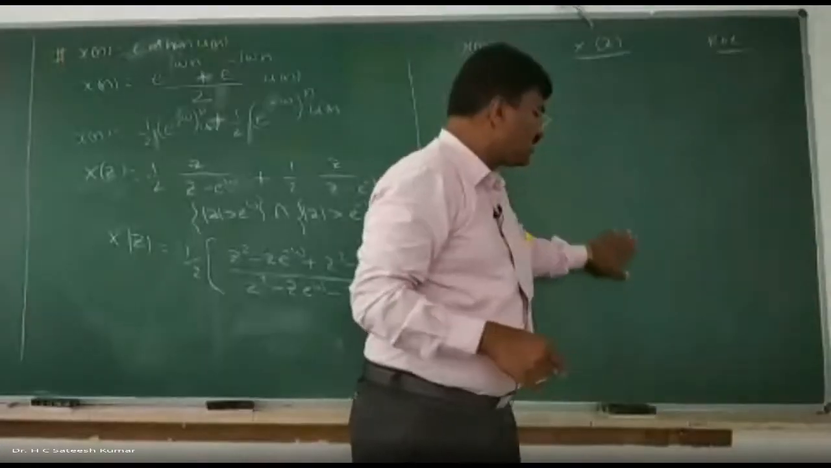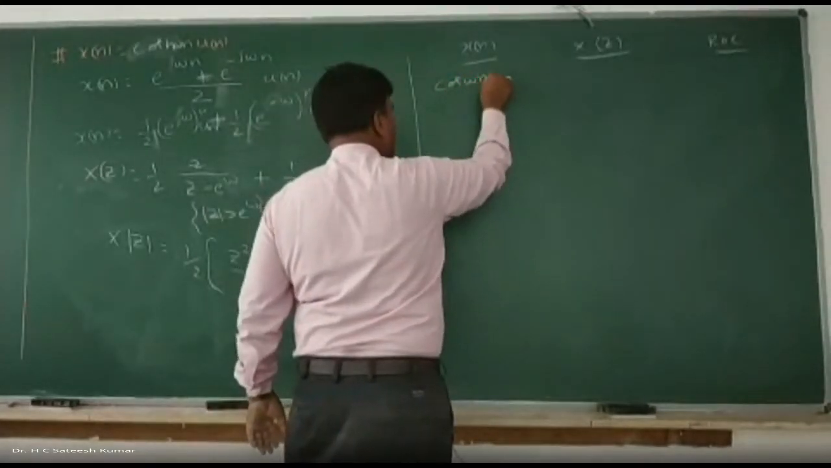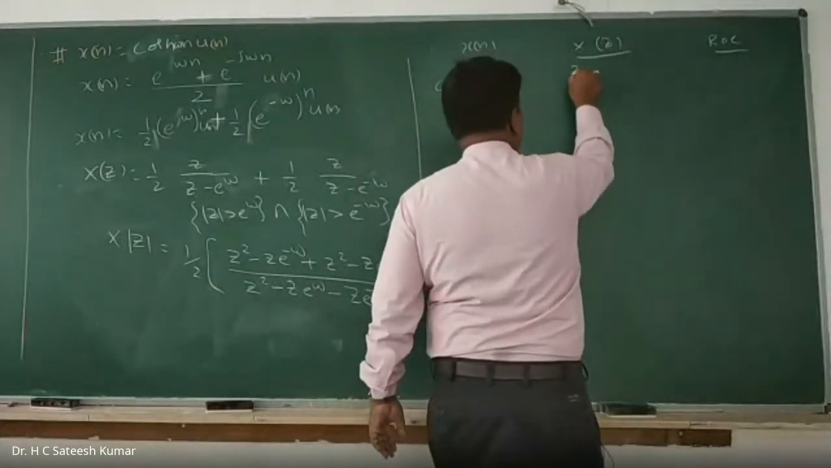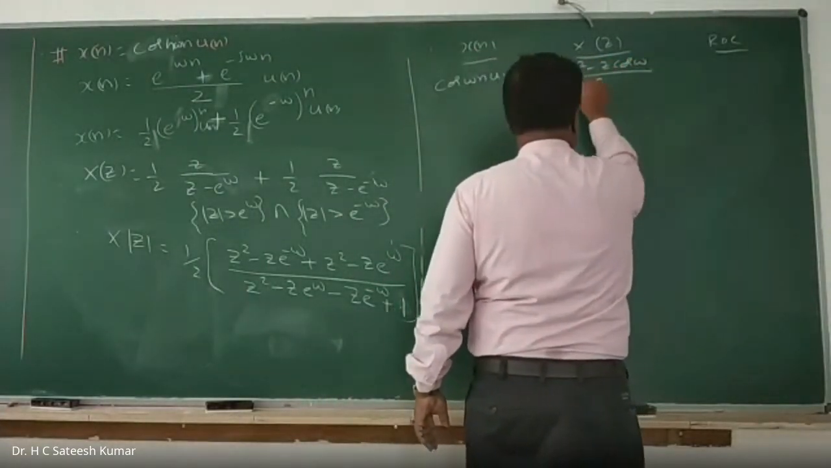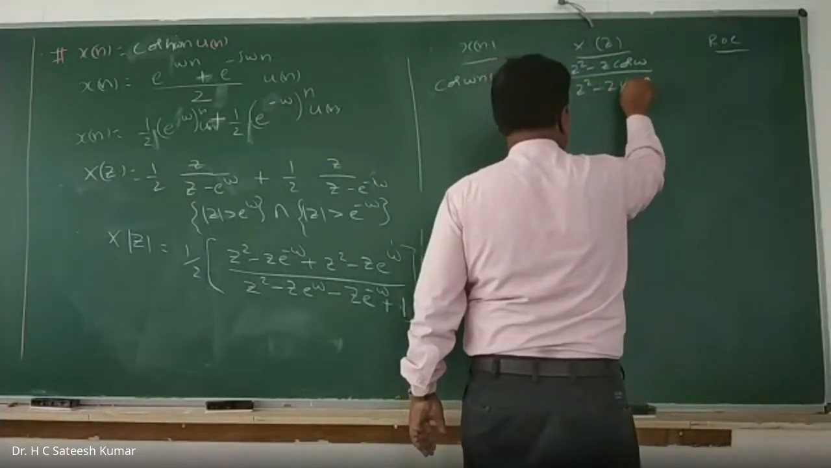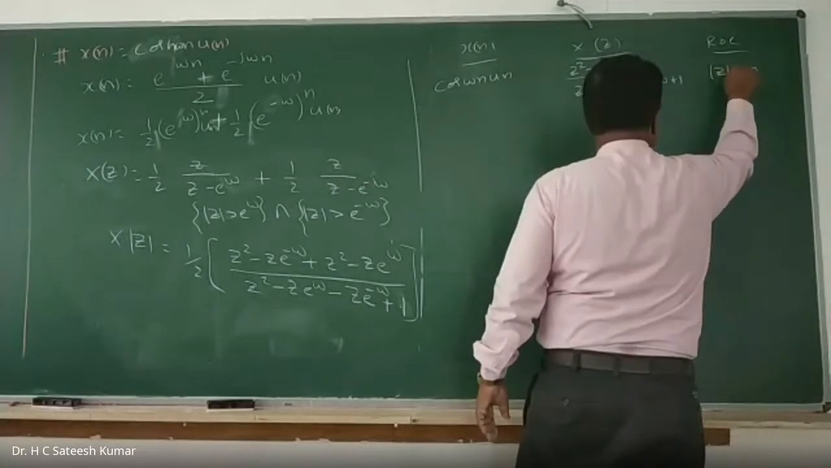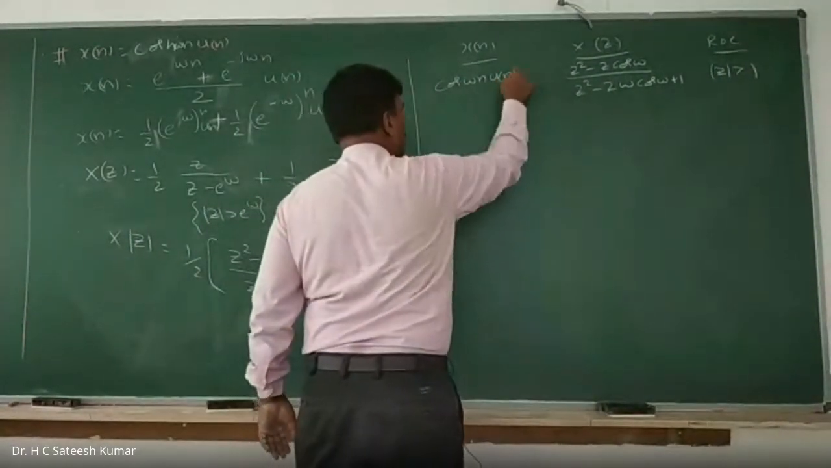Okay, all those standard relations I have given in the list. So in continuation in the list, we have cos omega n into u of n. We can write it as X(z) is z square minus z cos omega divided by z square minus 2z cos omega plus 1, with ROC mod z greater than 1. Another addition, cos omega n into u of n.